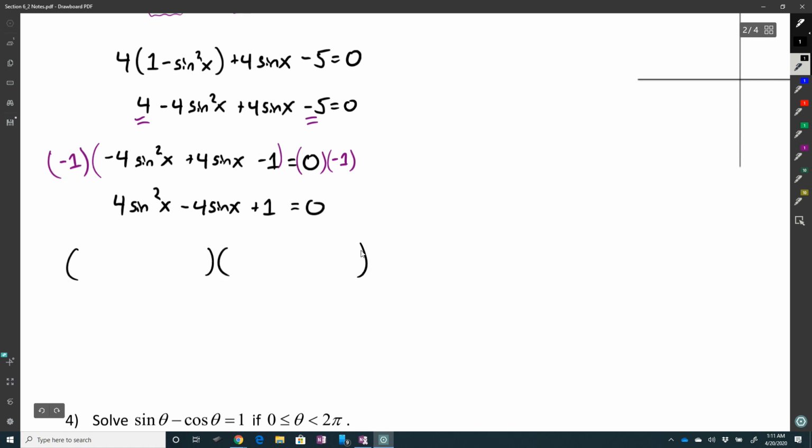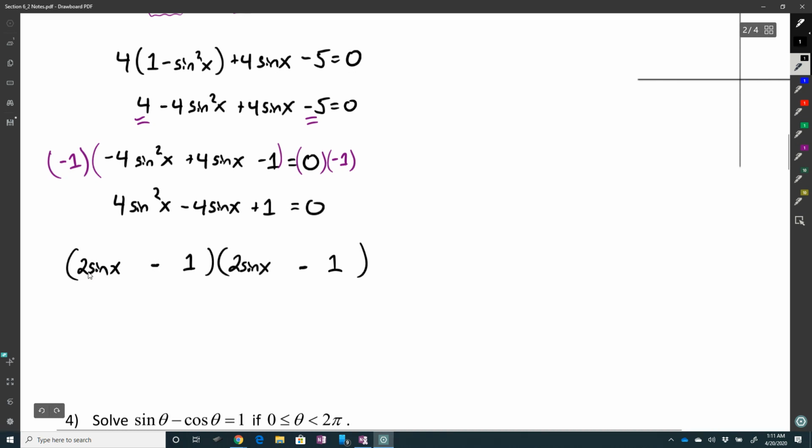But this ends up being 2 sine x, 2 sine x, that's one way to get 4 sine squared. To get a 1 at the end, these have to be 1 and 1. But the middle term is negative. So the only way the middle term can be negative, but the last term be 1, a positive 1, is that these are negative 1 and negative 1.